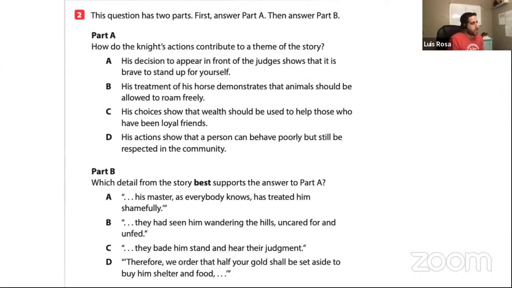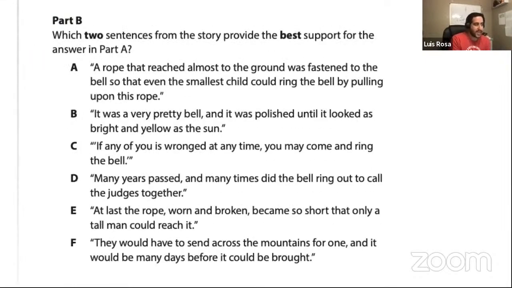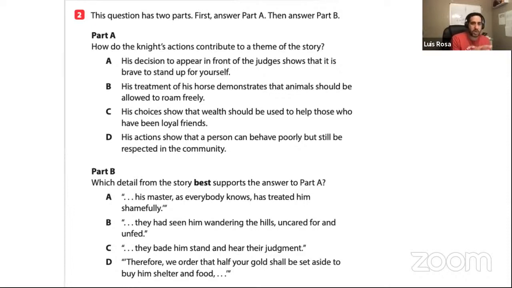Now on part 2, this question has 2 parts again. Now we're going to talk about a different setting in the story because now this one takes part in the town. This section, these questions are talking about what happens in the knight's home, right? So the first question is, how do the knight's actions contribute to a theme of the story? So now we're talking about a second theme in the story.